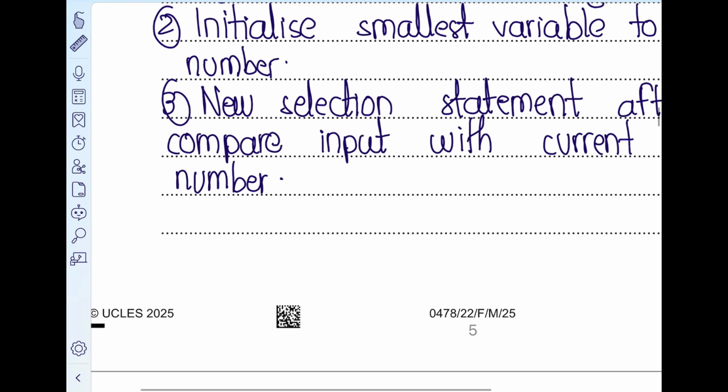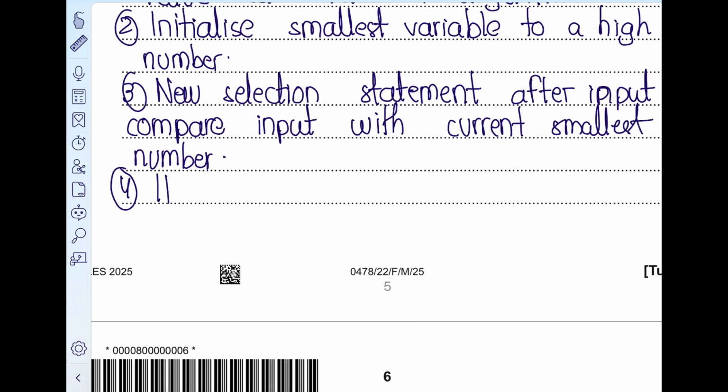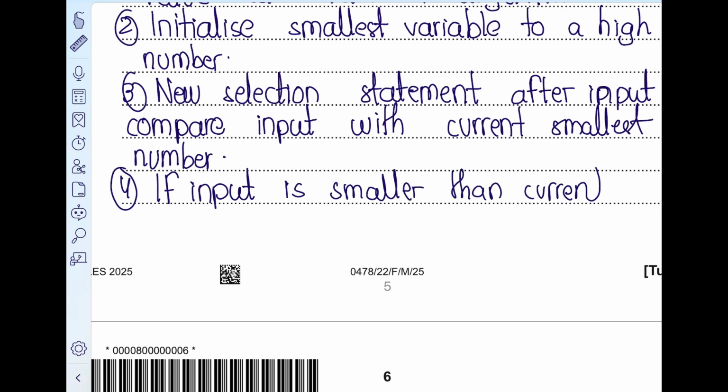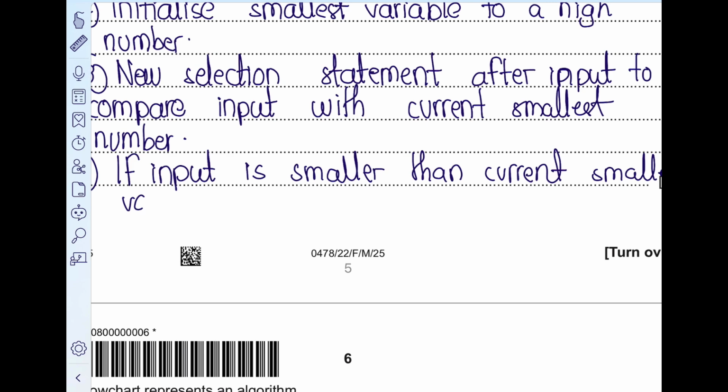So the fourth step would be, in the selection statement, a small part of it, which is if the input value is smaller, we need to change it, right? So if the input is smaller than the current smallest variable, it should be replaced. Obviously, if it is smaller, then it should be replaced.